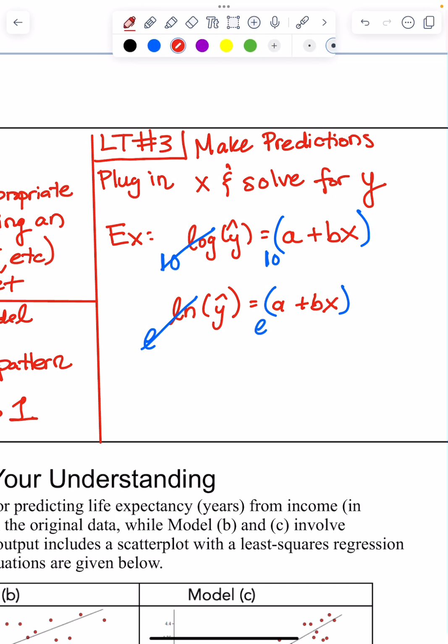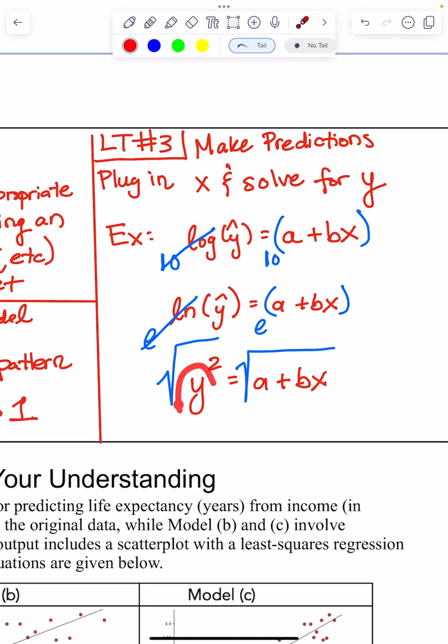Now, the last example I'll talk about here is if you have y squared equals a plus bx. Well, the inverse of y squared is a square root. So we might need to take the square root of both sides in order to, again, kind of unwrap and unveil the actual y. Or I should say the actual predicted y.